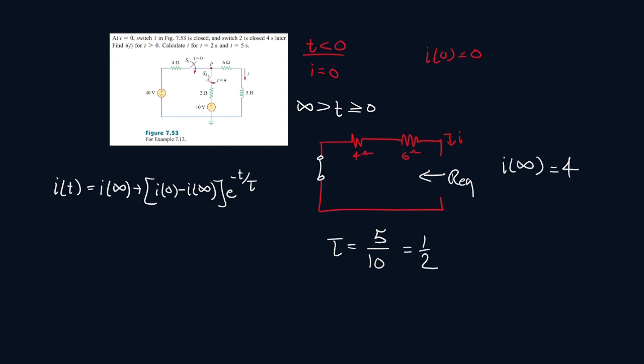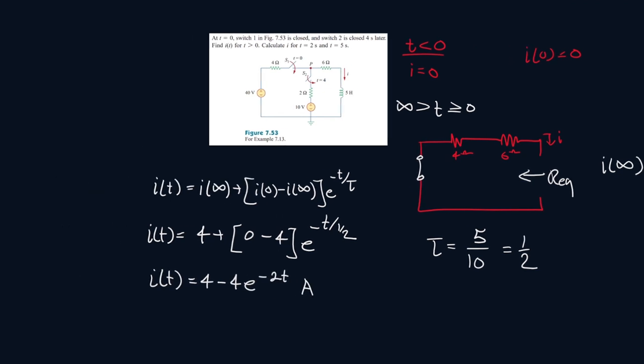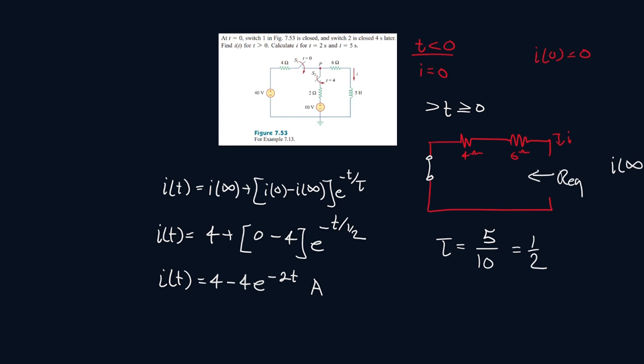So now our i(t) value will be i(infinity), which is 4, plus i(0), which is 0, minus 4, times e to the power of negative t over 1 over 2. So i(t) equals 4 minus 4e^(-2t) amps. And this is for t greater than or equal to 0 but less than 4.